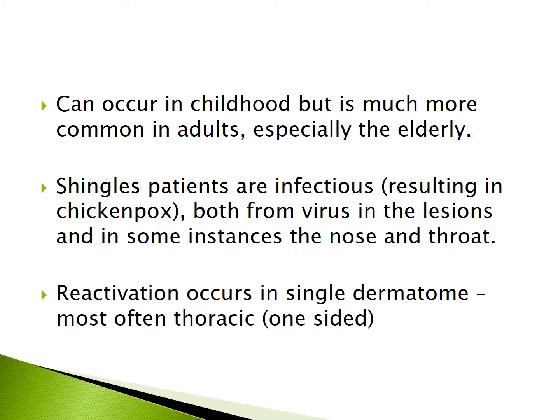Reactivation occurs in a single dermatome, and it usually is one-sided on that thoracic area, so it's unilateral. Usually it does not cross the dermatome of the nerve. So if you have your spine, it's either going to go left or right of your spine, and it can come straight across to the front, but it's not going to cross over that midline. It's very classic when you see patients come in with that presentation, you know right away they most likely have shingles.